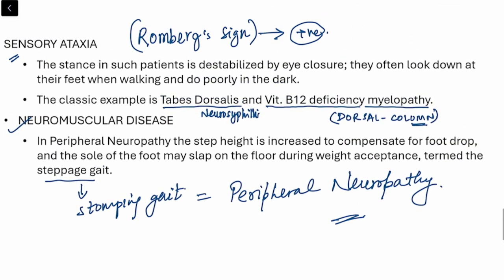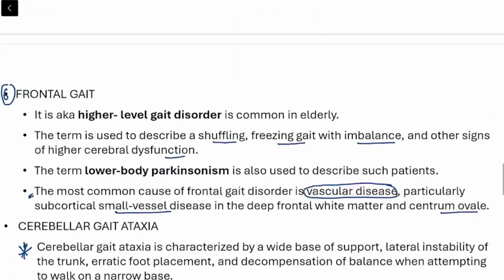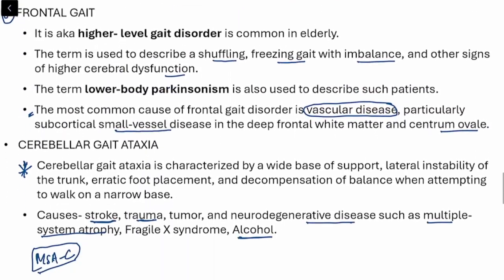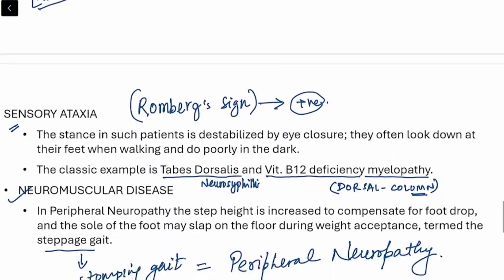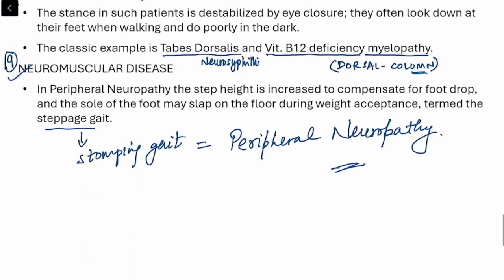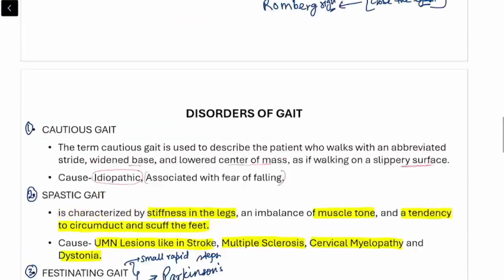So that is all about the types of gait. How many types of gait have we discussed? Frontal, then cerebellar, then sensory ataxia, then neuromuscular. Right. We have discussed 9 types of gaits.